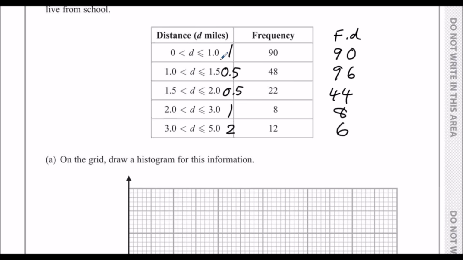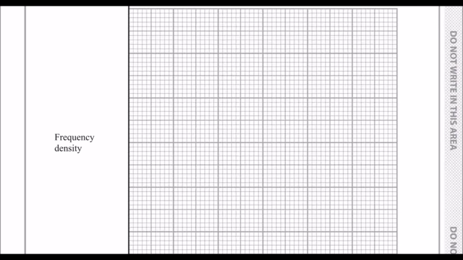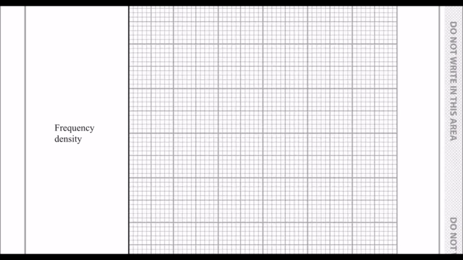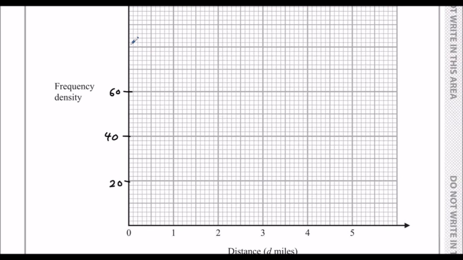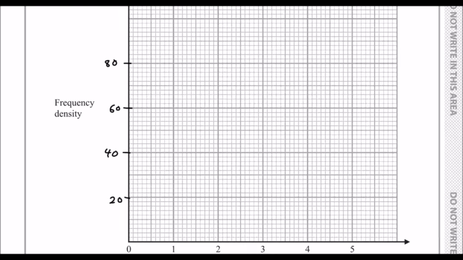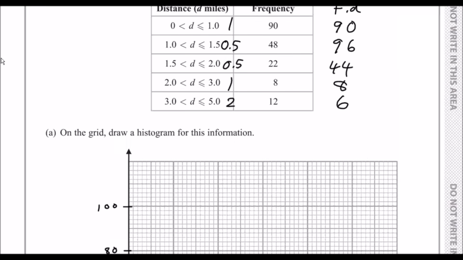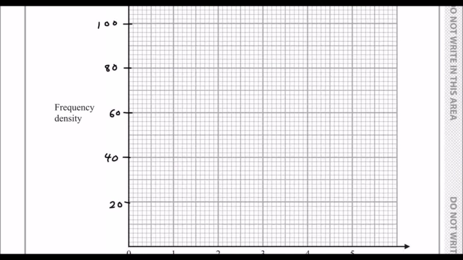So then we just need to draw them on. We need to do a scale first. So we can't do 10, 20, 30, 40, 50 because it won't be high enough. So it's 20, 40, 60, 80, 100. So our first bar is 1 wide and 90 tall. So it's got an area of 90. It's 1 wide and it goes up to 90.